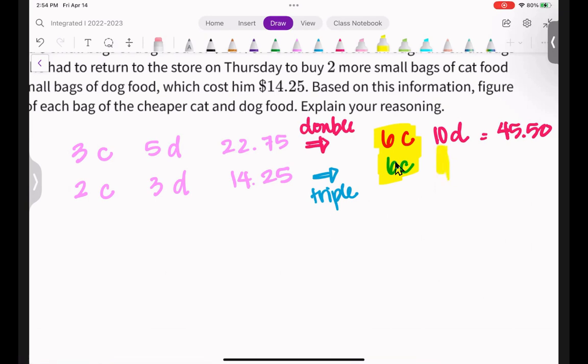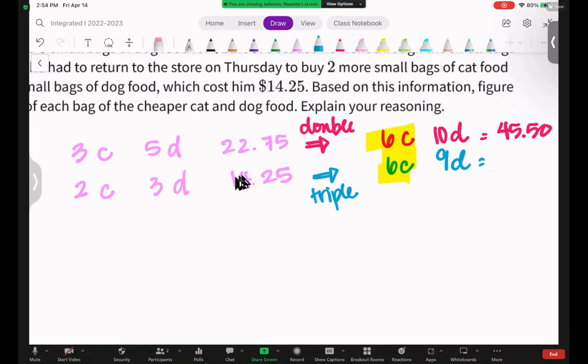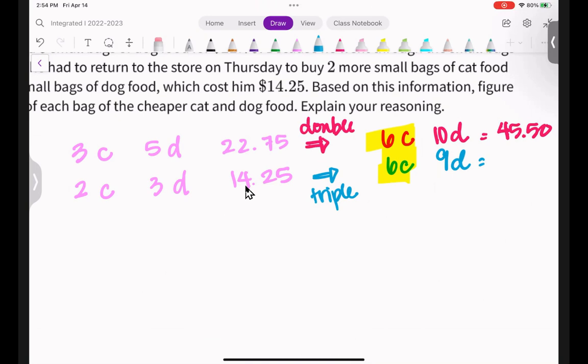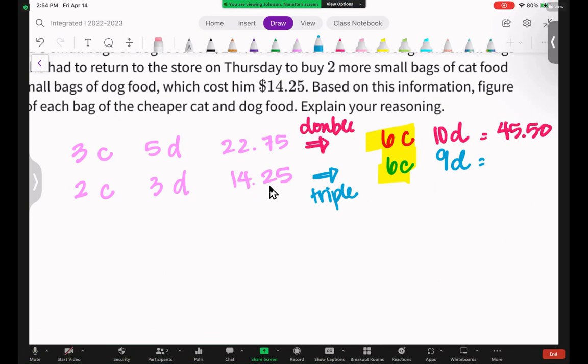So that would be 9. Oops, sorry. This would be 9. Hold on a second. Let me undo that. Oops, I did that. Okay, so this would be 9. I did it again. Sorry, here. This would be 9 small bags of dog food. And if I tripled 14.25, let's see. If I tripled 14, that would be $42. That would be $42.75.